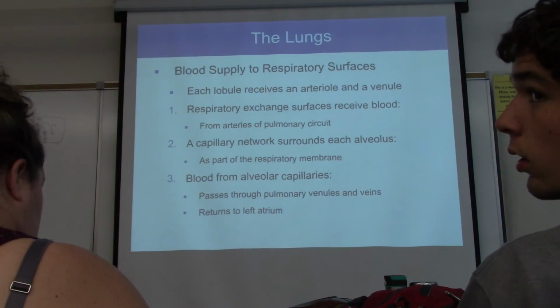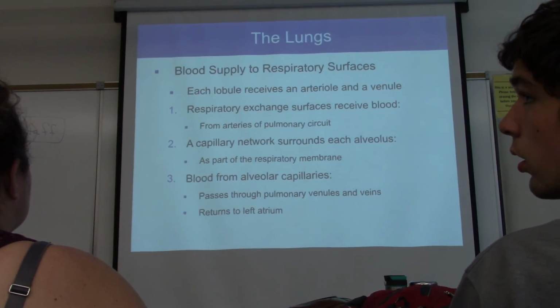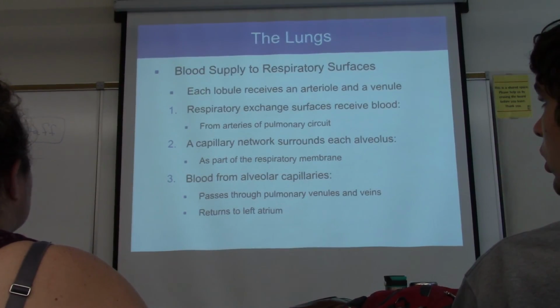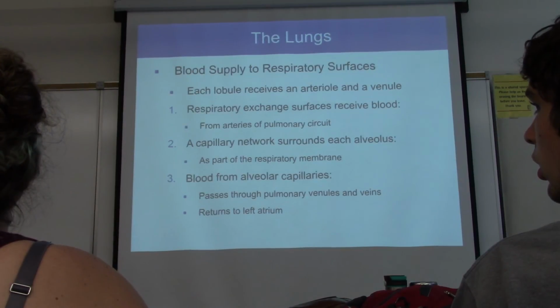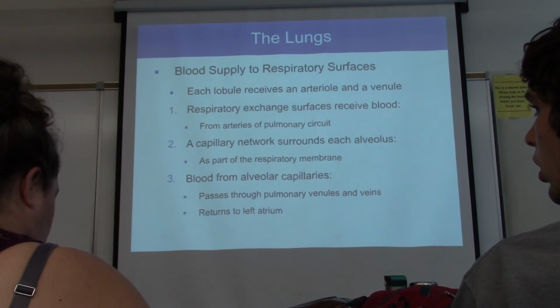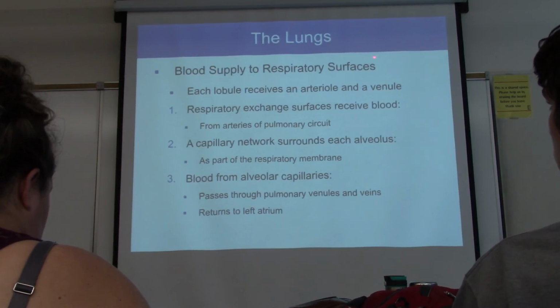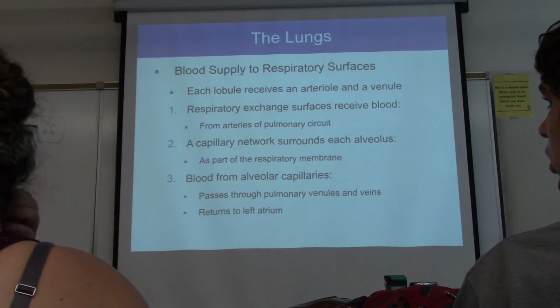Yes, ma'am? Is the alveoli and the lobule the same thing? No, a lobule is a little piece of your lung. Like a loop? No, it's like a branch of a tree. It's smaller than a lobe. It's like a piece of a lobe. Little tiny piece of a lobe. Small enough that all it has is an arteriole and a venule. Arteriole going to it, venule going back from it. Okay?